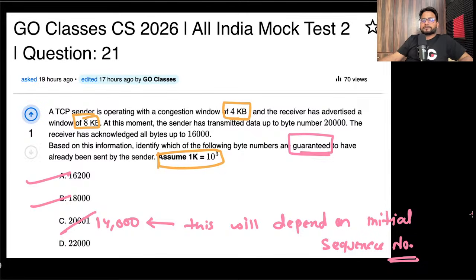Understood. Great. See, in GATE also sometimes they ask these questions where they give some extra information which is not even needed. And I think this is almost the same replica of one of the GATE questions. I do not remember the year, but I will put it in the comment section whenever I find it. So it is an almost exact replica of one of the GATE questions.